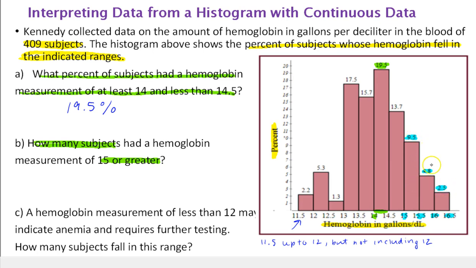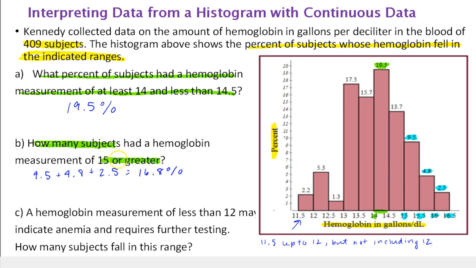Now we'll need to combine or add up these percent values to find the total percent. So it's 9.5 plus 4.8 plus 2.5. You could do this on your calculator, but let's do this by hand. 9 and 2 is 11, and these halves make it 12, plus 4.5 is 16.8%. So we know that 16.8% of the subjects had a hemoglobin measurement of 15 or greater.